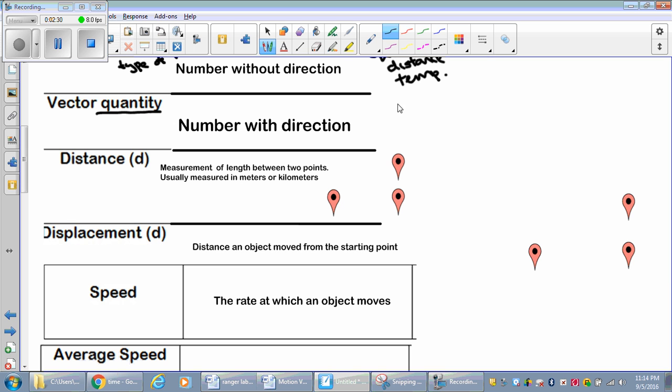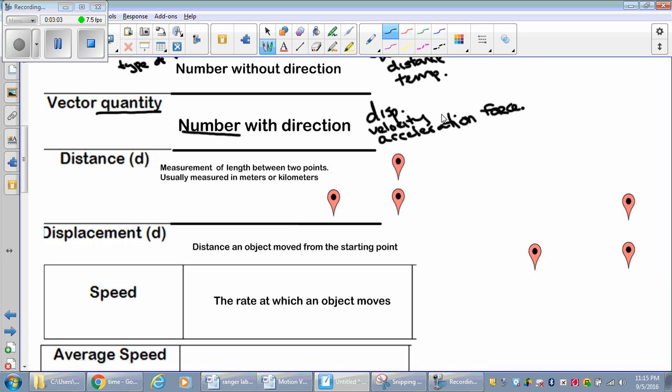All right, vector quantity, on the other hand, is the opposite of that. It's a number with a direction. This is going to be, as you see in a minute, displacement. This is going to be velocity. This is going to be acceleration. And as you see in the next chapter, force. So these values, when you give a number value, you need to make sure you have a direction with it. So if you were displaced 10 meters, you need to say 10 meters north, south, southwest, southeast, something like that. You need to have a direction.